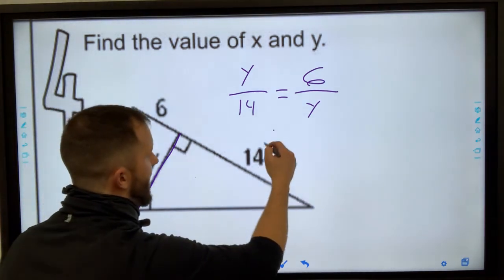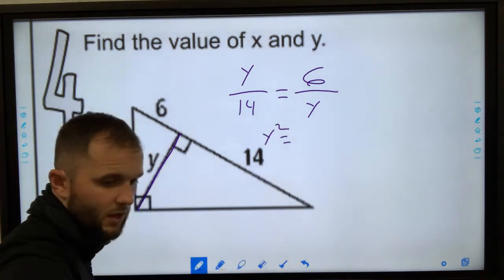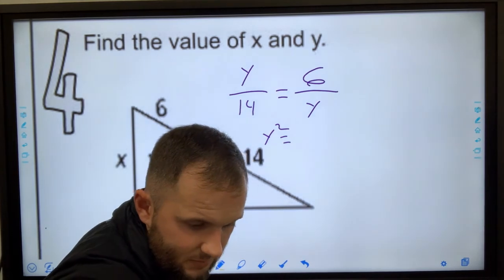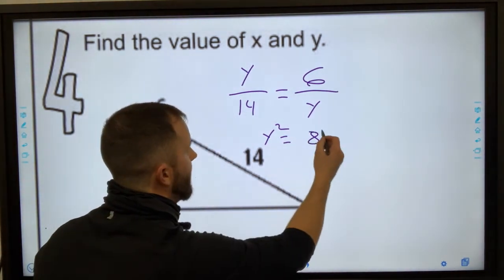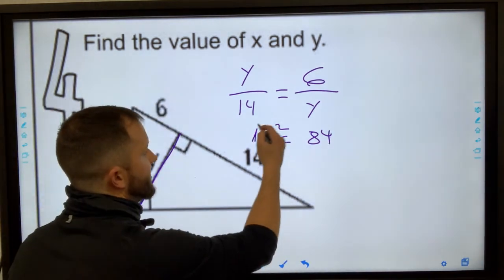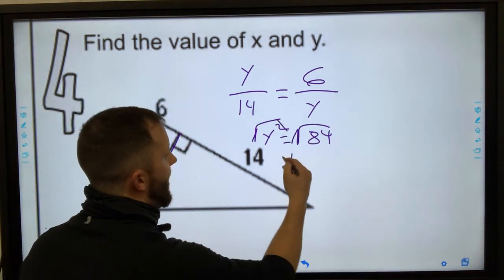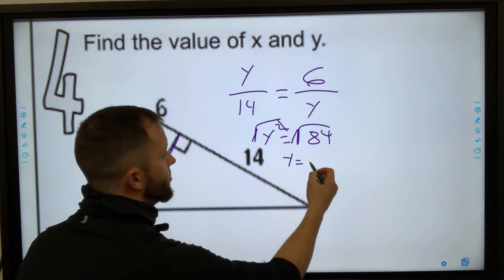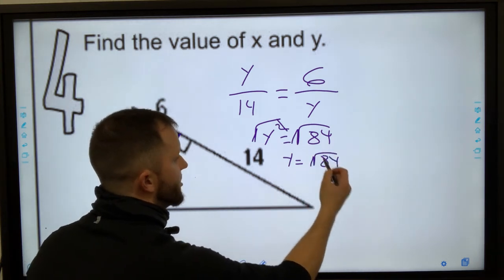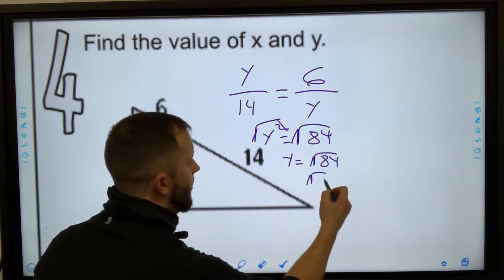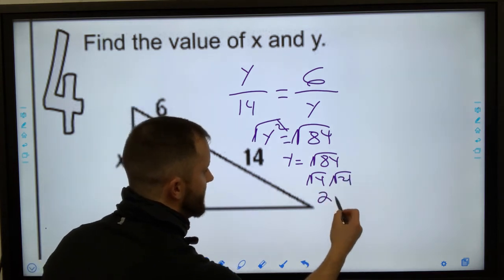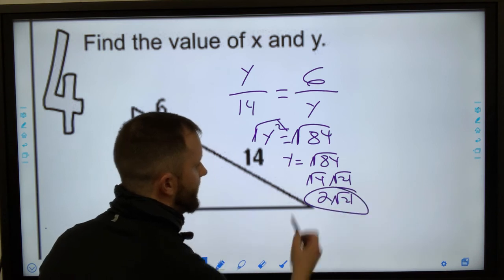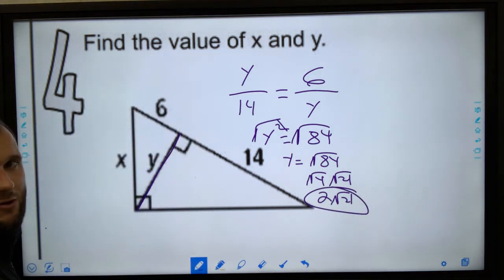So y times y gives me y squared. 14 times 6 is going to end up giving me 84. Okay. And then I got to take the square root of both sides. So y is going to end up being square root of 84. But this will actually break down. 4 will go into 84 21 times. Take the square root of 4 gives me 2, square root 21. So that's going to be my final answer in radical form.